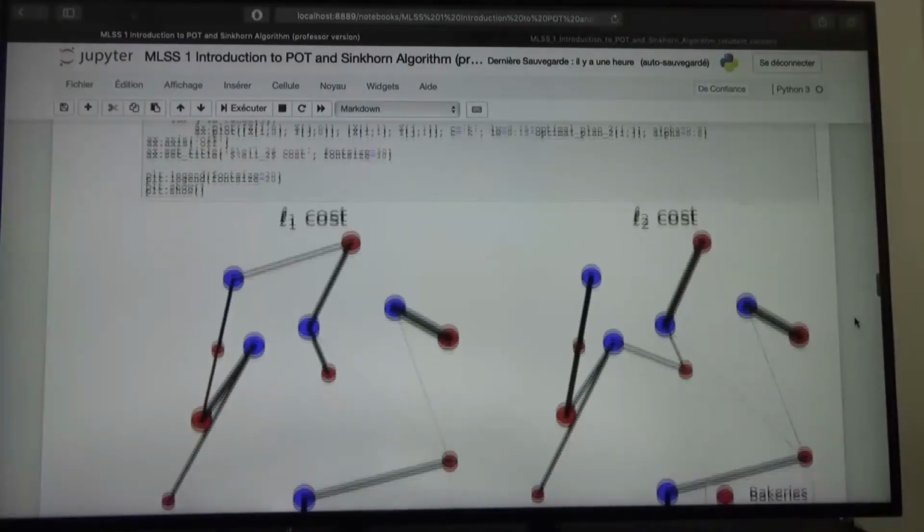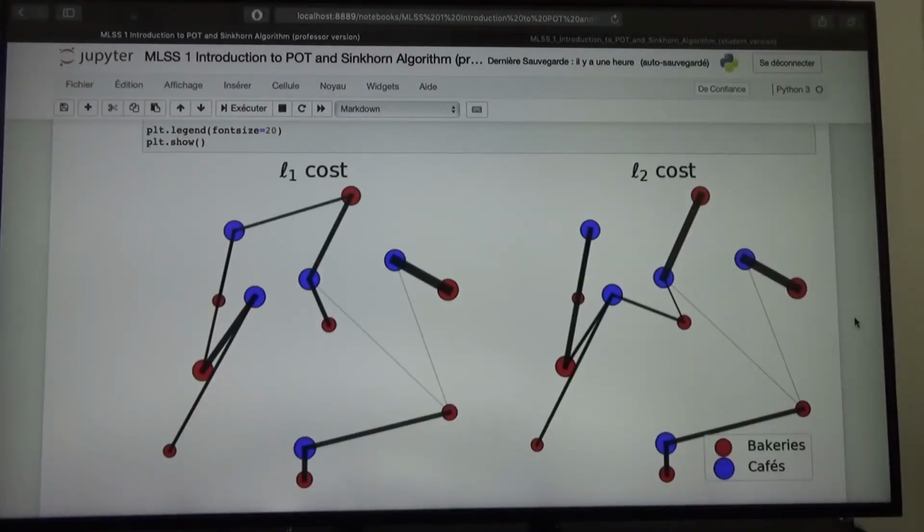And now we can plot the bakeries and the cafes, and just by adding some lines between the bakeries and the cafes, a line each time some croissants are transported from the bakery to the cafe, with a width proportional to how many croissants are actually being transported. And so visually, we see what I was saying earlier, that depending on the cost, the transportation of the croissants is different. Okay.